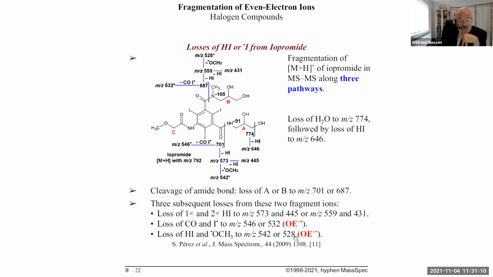And of course, in this particular case, you cannot be completely sure whether you have loss of HI and the methoxy radical, or perhaps loss of methanol and the I radical. So the I dot. But in this way, you can nicely explain the fragmentation which is going on. And this is a complex picture of what is going on, but it's still doable, explainable to do so.